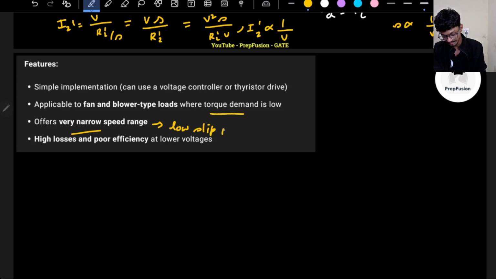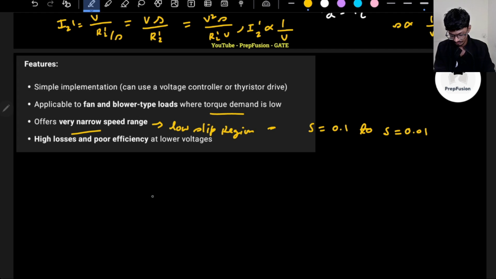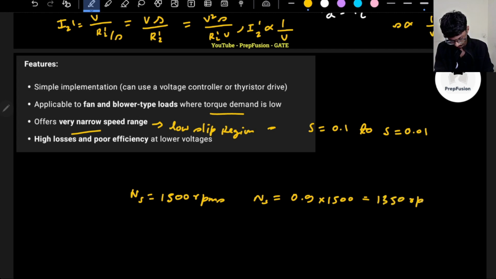Low slip region meaning, let's say, S will vary from 0.1 to 0.01. Here the gap is very low. If I take an example, let's say NS is 1500 RPM. What will be N? At 0.1 slip, it will be 0.9 into 1500, so 9 into 150 is 1350 RPM in the first case. In the second case, what will be NS?